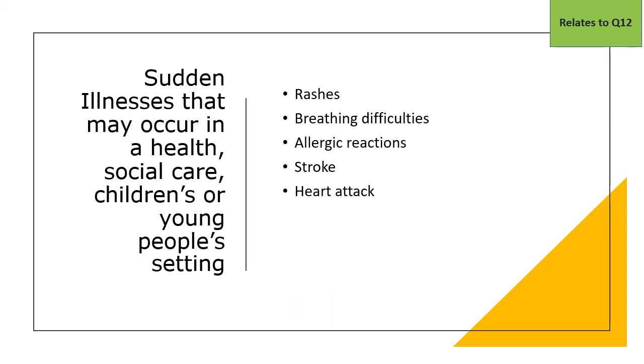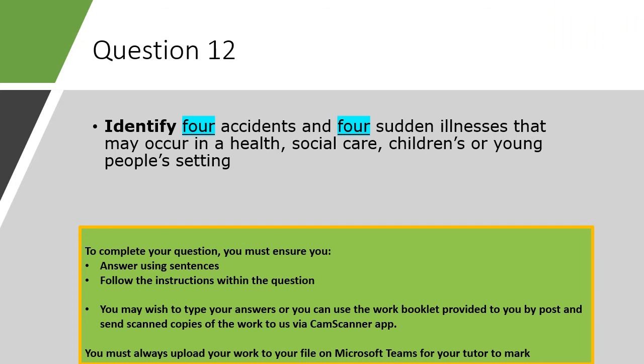This also relates to question number 12, and it looks at sudden illnesses that may occur in a health, social care, children or young people setting. And you'll see there are rashes, breathing difficulties, allergic reactions, stroke, heart attack. And again, if you can think of any more, obviously you can use those for question number 12. And question number 12 is to identify 4 accidents and 4 sudden illnesses that may occur in a health, social care, children's or young people's setting.